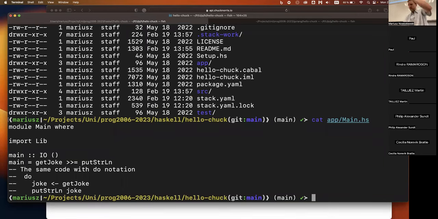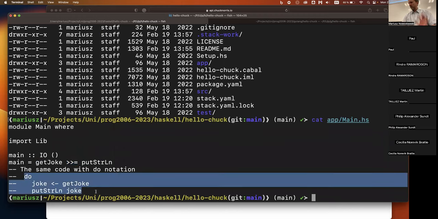So the main is basically, the Haskell code has been slightly differently organized because it is organized into a library and a utility function, which does the getting of the joke, right? So we're getting the joke, and then we're printing it, right? And see here this magic bind operator, right? Which I talked a little bit about. So this bind operator is the same as doing this. I will leave you to think about it a little bit more, but we can come back to this on Thursday.